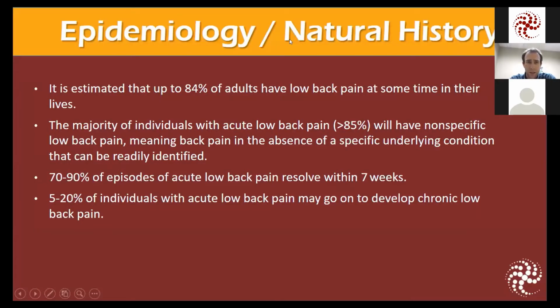Now, in terms of the natural history and the epidemiology of back pain, back pain is incredibly common in humans. At some point in your life, about 84% of adults will have back pain. The majority of episodes of back pain are what we call nonspecific, meaning we can't identify a cause. However, the majority of these episodes do resolve on their own, and 70 to 90% of these episodes of back pain actually resolve within 7 weeks. So in a small percentage of people, the back pain will last longer, and it could go into subacute or chronic pain.